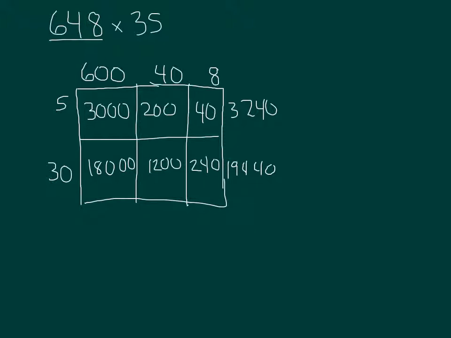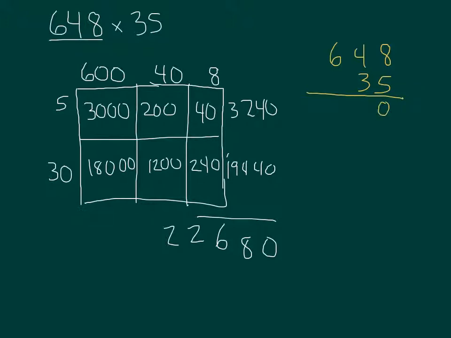And when I add those up, I'm going to get a 0, 8, 6, 12, carry the 1, I should get 22,680. Now when I go to the standard algorithm, I'm going to have 648 times 35.